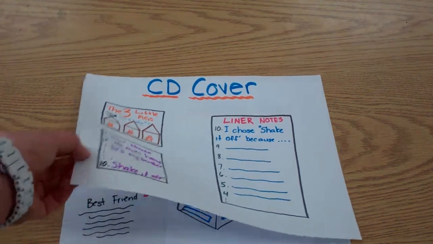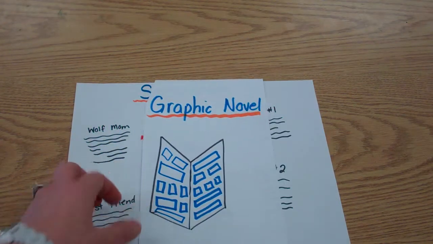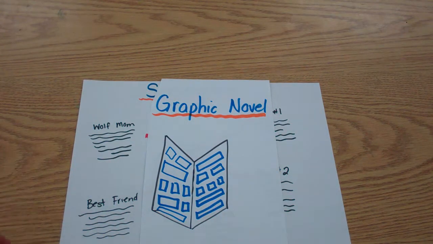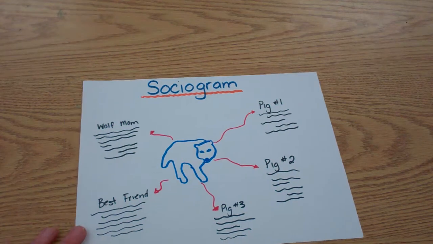The next is a graphic novel, where you will take your text and represent it as a graphic novel, sort of like the mouse novel that we studied before the holiday break. And the last is a sociogram.